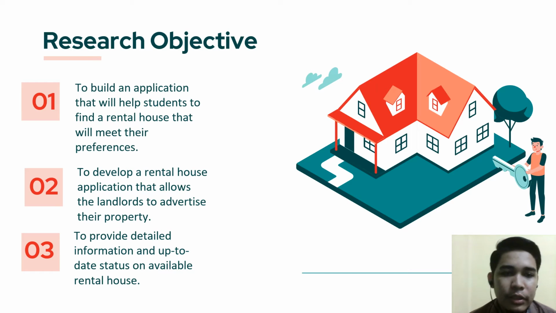For the research objective, there are 3 research objectives. The first one is to build an application that will help students to find a rental house that meets their preference. The second one is to develop a rental house application that allows the landlord to advertise their property. And the last one is to provide detailed information and up-to-date status on available rental houses.